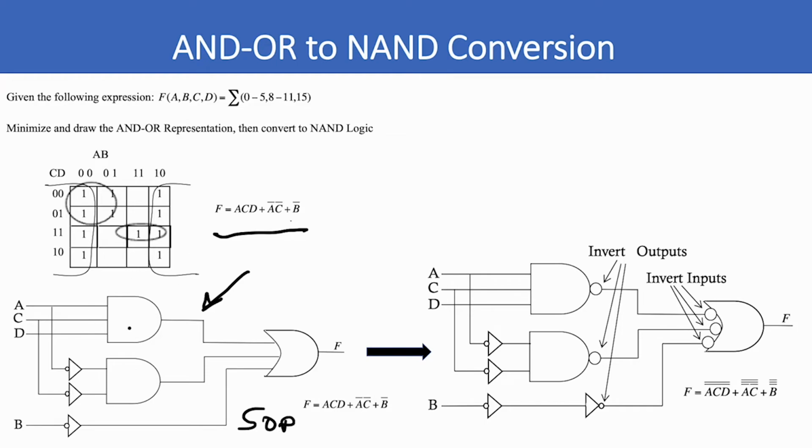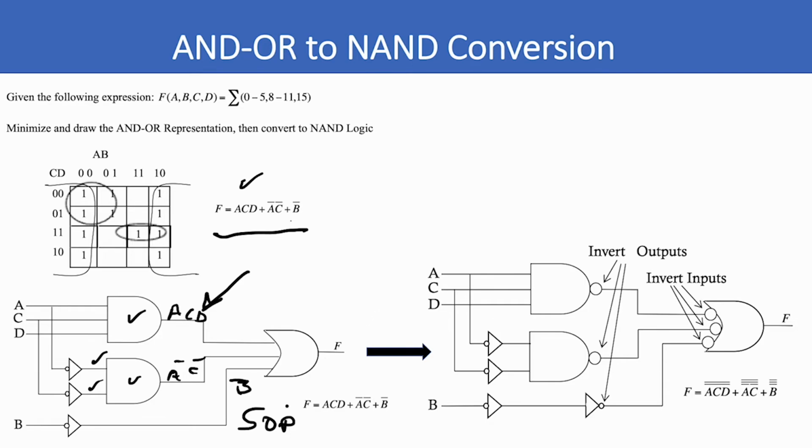And this is what we got. The first term is ACD, this one right here. The second term is A bar, C bar. There's A bar right here, and there's C bar right there. So this is A bar, C bar. And this is ACD. And the third term is just B bar. We take B and we invert B. So this is B bar.